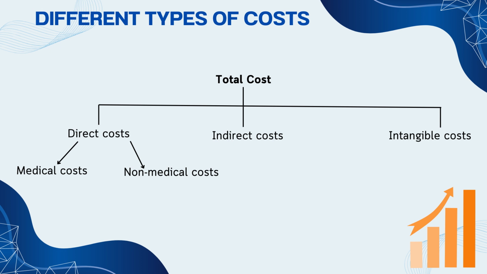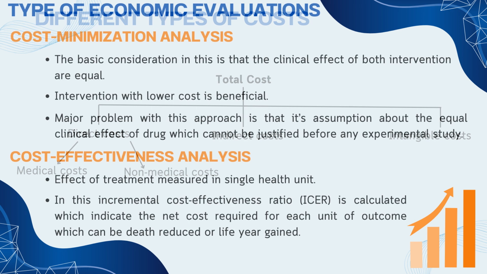When we talk about indirect cost, it represents the loss of productivity due to illness, such as time off work, when you are not able to go to your work or your office because of the illness, or reduced working ability. Intangible costs are much harder to measure. They include pain, suffering, or reduced quality of life.